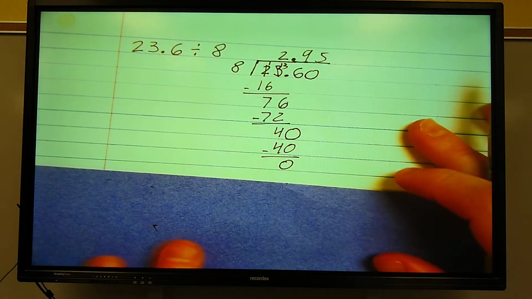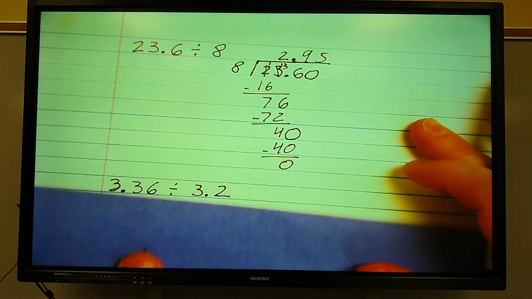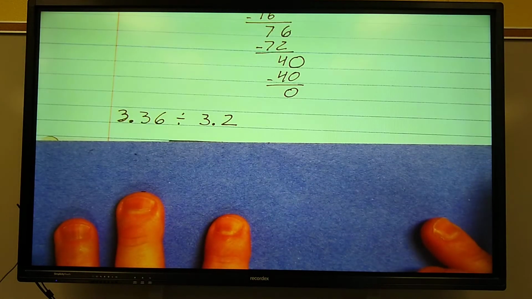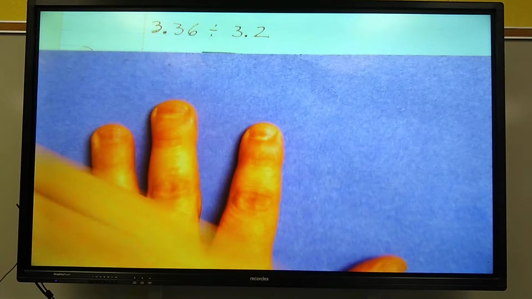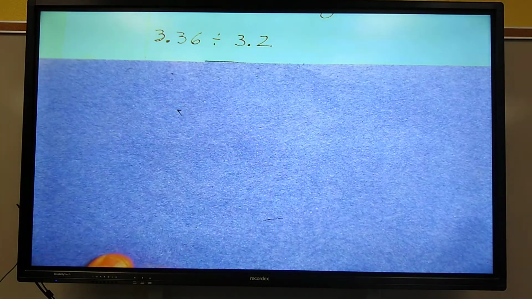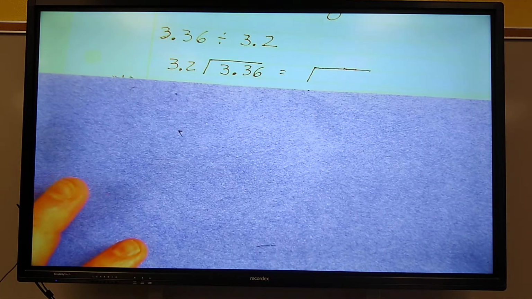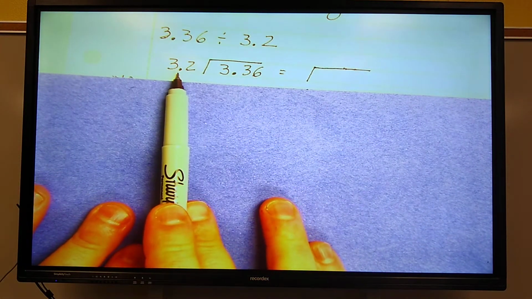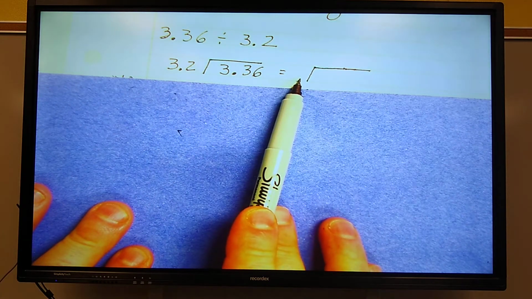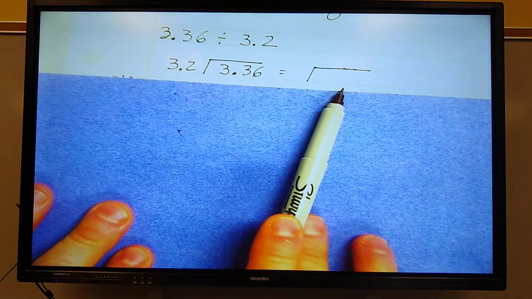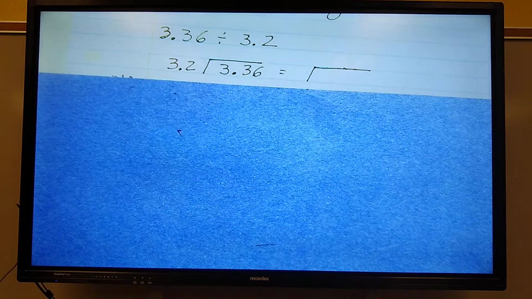Now, let's step it up a notch. Now we have 3 and 36 hundredths divided by 3 and 2/10. The first thing I want you to do is give me my new divisor and my new dividend. Pause the video and do that right now.